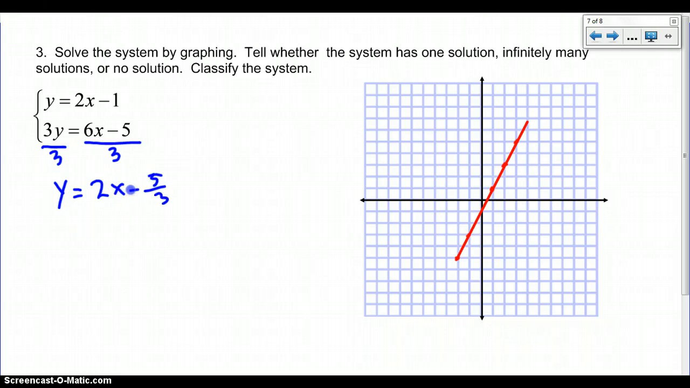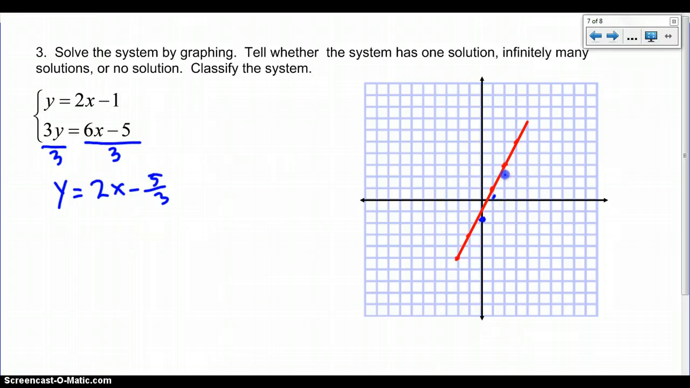Now, to solve the second equation for y, we need to divide everything by 3, so y equals 2x minus 5/3. That's 1 2/3. And that's a little tricky for us when these two lines are so close together, but we can work with it. So we'll go with it. And the slope here is again 2, 1, 2, and 1.